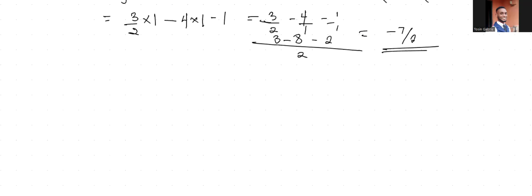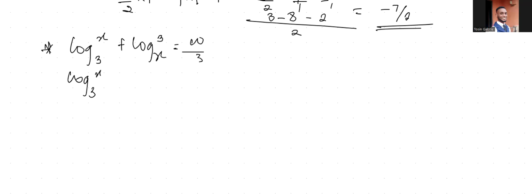Is that clear enough? Let's take another example. Let's say that you have log x base 3, then plus log 3 base x, which is equal to 10 over 3. Now you notice here we have log x base 3 and log 3 base x. So you can actually change the order. How do you do that? You just do the inverse. So it's going to be log x base 3 plus 1 over log 3 base x. Log x base 3, which is equal to 10 over 3.